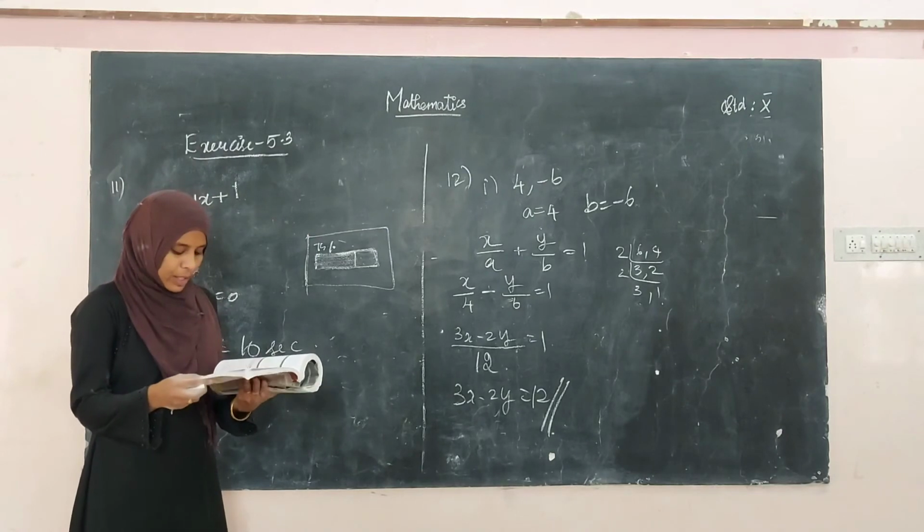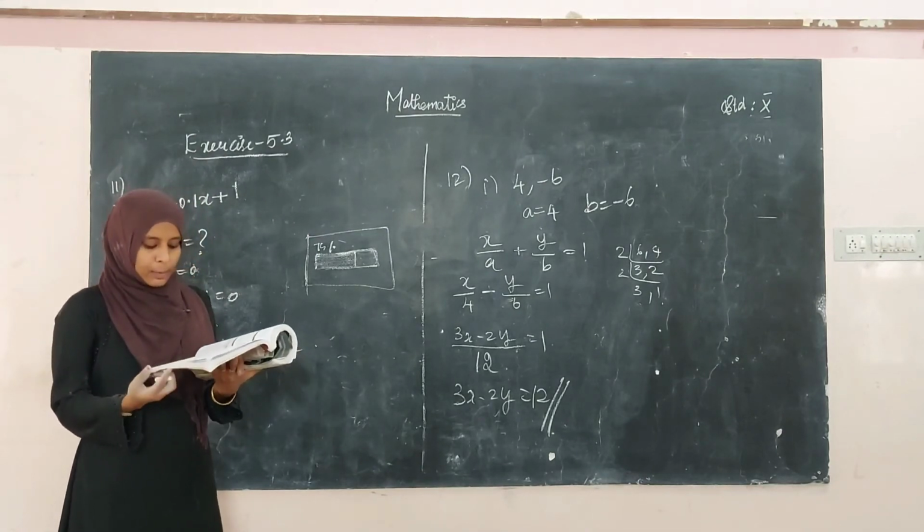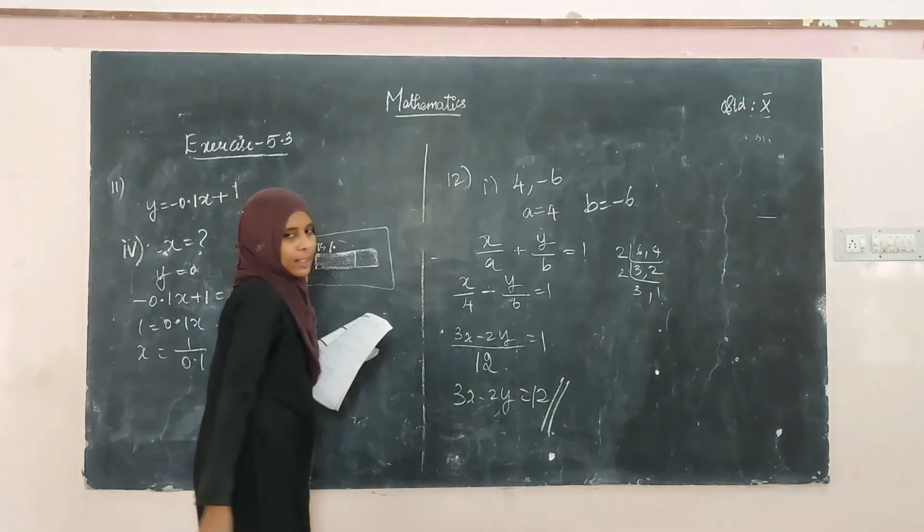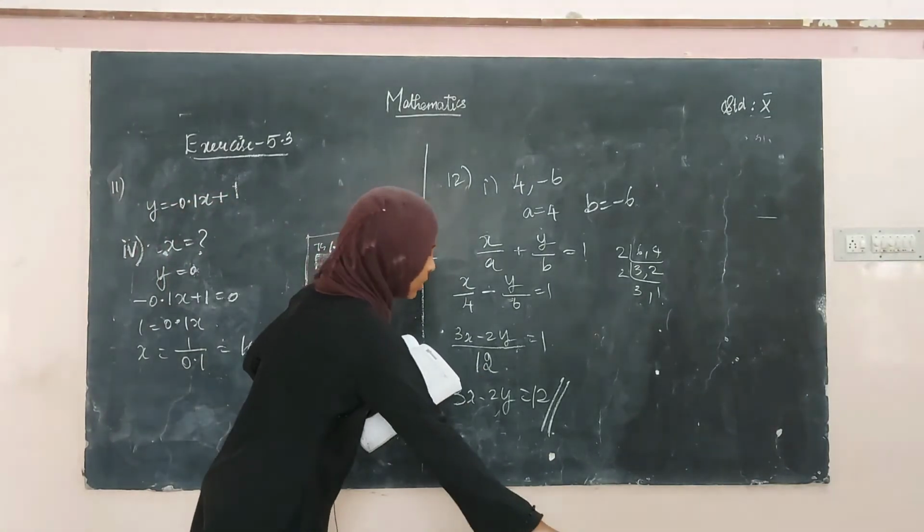See, the second subdivision is the assignment for you. Take a as minus 5 and b as 3 divided by 4. Substitute it here and you will be getting the equation of the straight line. Okay.